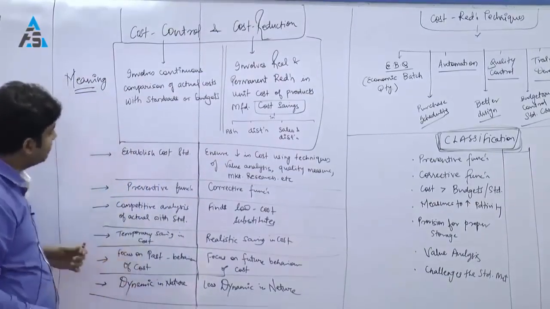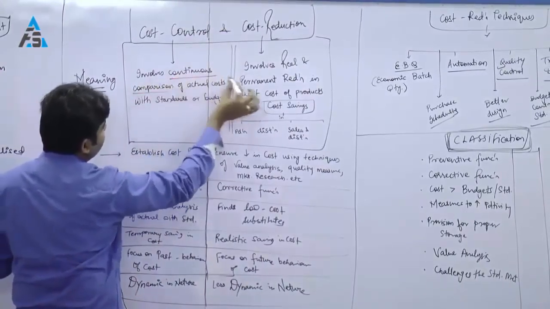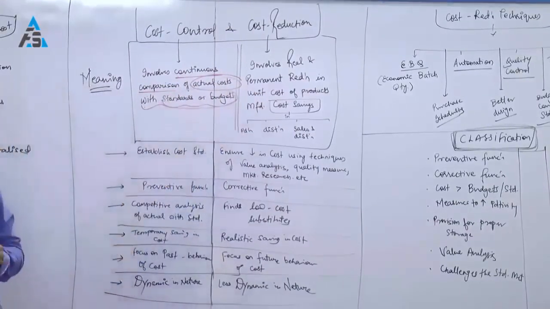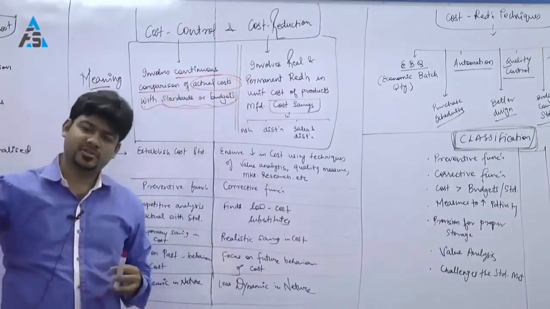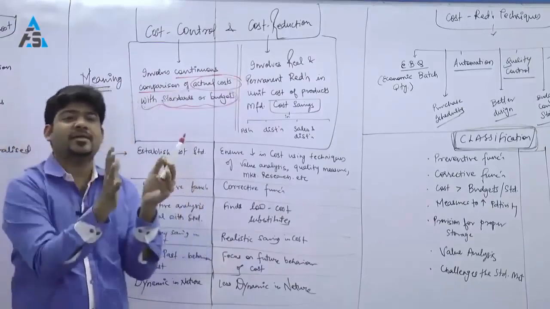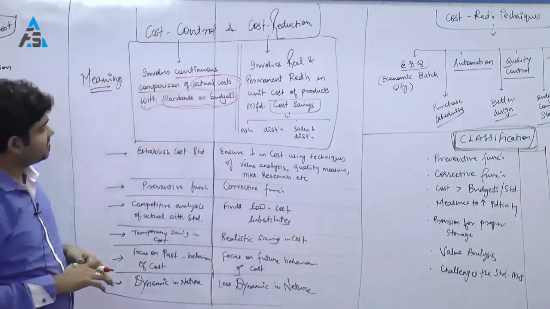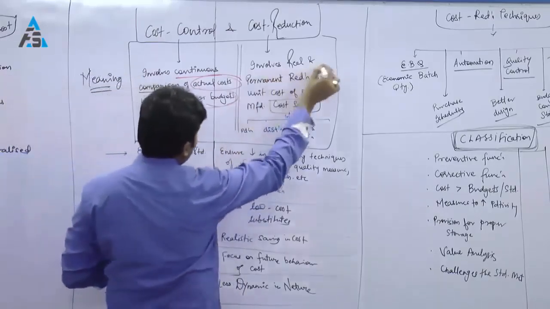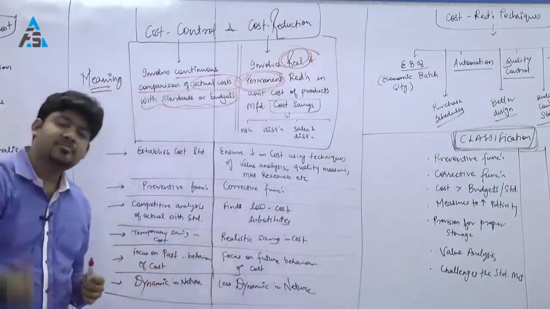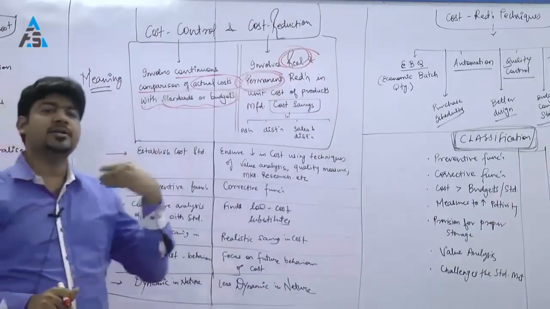Going with the meaning first, what is cost control? It involves continuous comparison of actual cost with the standards and budget. This is more focused on the budgetary control aspect. There will be a budget or standards made, and you will compare it with the actual cost and see how the actual cost can be controlled vis-a-vis the standard or budget. But as far as reduction is concerned, it involves real and permanent reduction. There you will actually see the impact of a reduced cost, with the quality still maintained, and an increase in net profit.